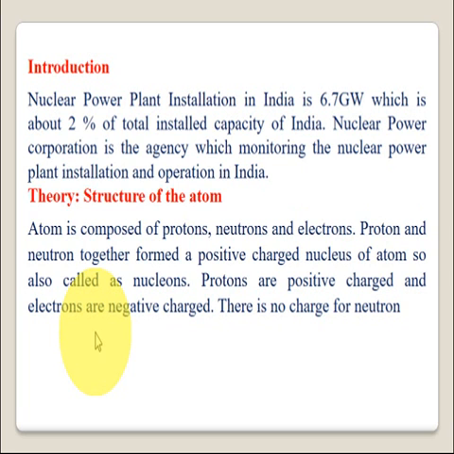Proton and neutron together form the positively charged nucleus of the atom. Protons are positive charge and neutrons are neutral, and electrons, which are orbiting around the nucleus, are negative charge, and the proton's positive charge is the same as the negative charge of the electron. And we have already discussed neutrons are neutral.